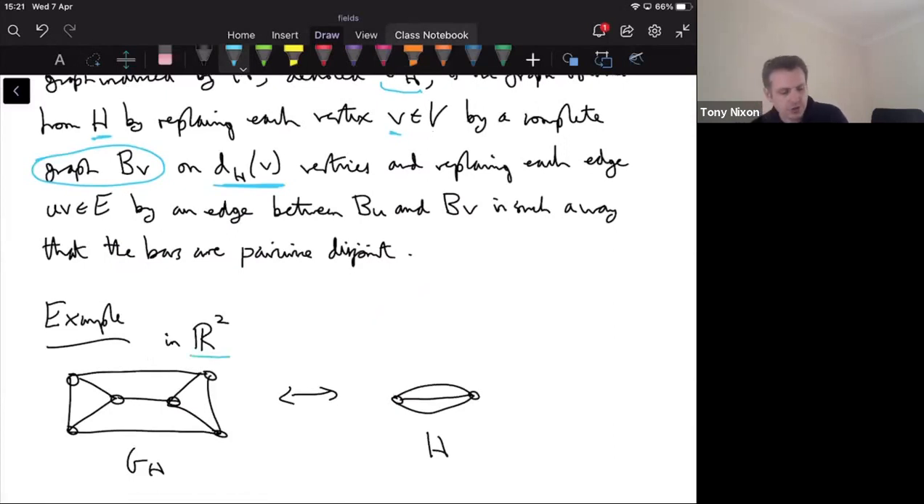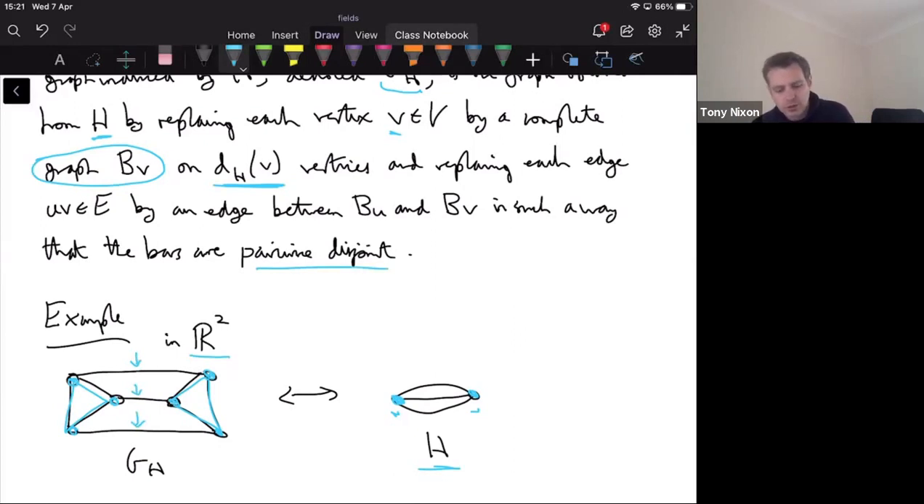We'll go in 2 dimensions. Here's my multigraph H. It's just 2 vertices and 3 parallel edges. So I want to replace this vertex with a complete graph on 3 vertices. That's this one. And I want to replace this vertex with a complete graph on 3 vertices. That's this one. And then the 3 parallel edges are replaced by 3 edges between the 2 complete graphs. I don't want any of those 2 edges to meet at a vertex. I want the bars to be nicely disjoint, so I've put it as this nice prism graph.